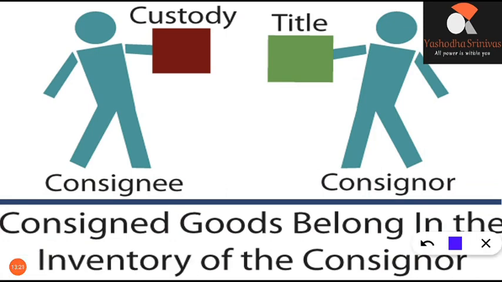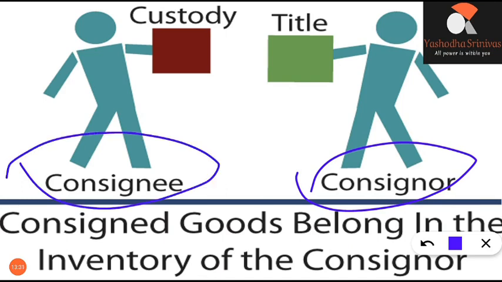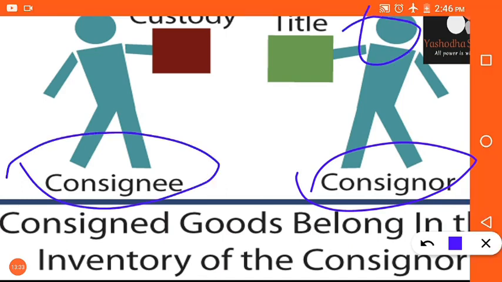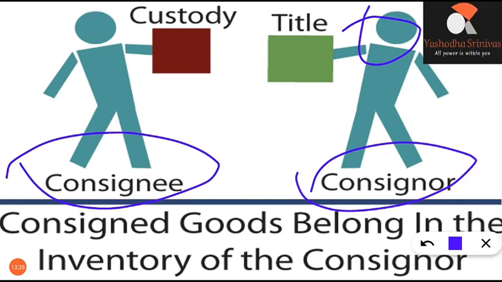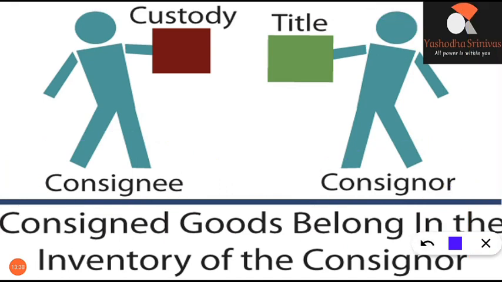In this slide, you can see that he is the consignor and this person is the consignee. He is having the title with him and he is responsible for everything. The consignee is just the custodian of the goods, and consigned goods belong in the inventory of the consignor. He is the person at the end of the day who is taking care of all these goods. Okay.